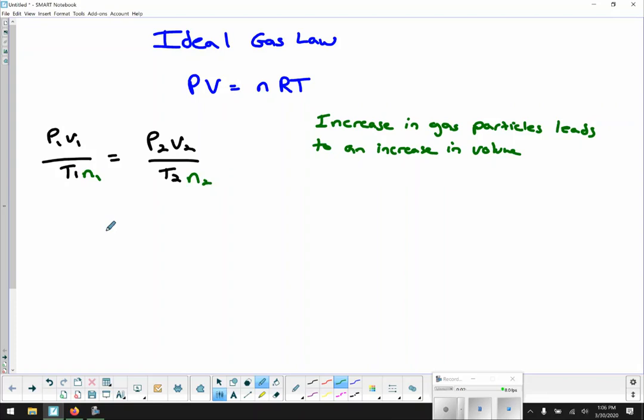And from that, we can see that PV over Tn always equals a constant. So another way of saying that they're always equal is that they always equal a constant. So P1 V1 over T1 n1 equals P2 V2 over T2 n2. And all of these things always equal a constant. Well, that constant is what we call R, the ideal gas constant. And all it is is PV over Tn. And if you look at this, PV equals nRT is just a rearranged version of this equation.